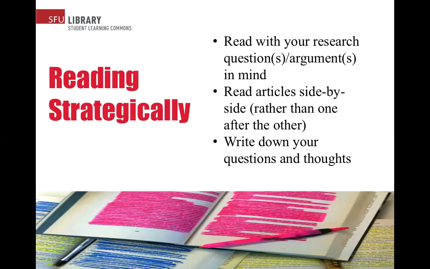So in order to research properly, you want to read strategically. Reading strategically means reading with your research questions or arguments in your mind. You're always looking for where you can gather information and connect it to the paper that you're writing. So you can try reading articles side by side rather than one after another. This works for some people. So take all of those articles and read the introduction or the abstracts of each first, and then read section by section across each of the papers.